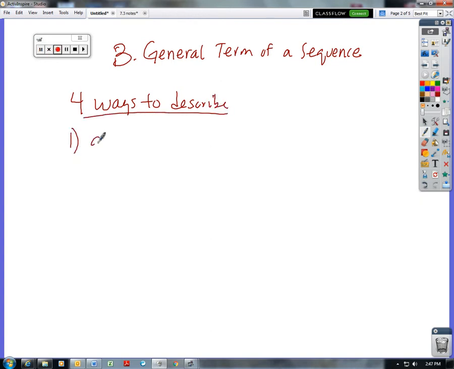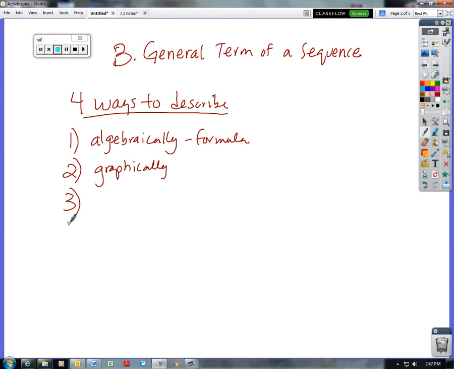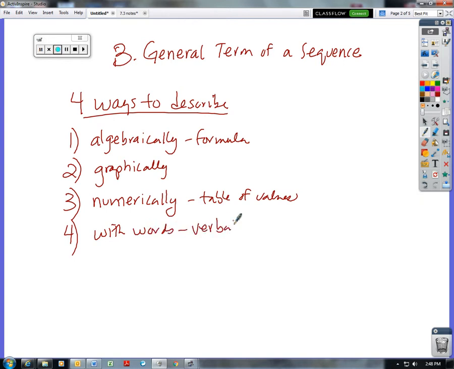If you remember that, the 4 ways to describe a sequence are, number 1, algebraically, which would be with a formula. Secondly, graphically. And these are in no particular order. Numerical, or numerically, is the next one, like a table of values. And the last one is verbally, or with words. In calculus, we say verbally, and that means writing out a sentence. That's probably the one that students are the most reluctant to do.